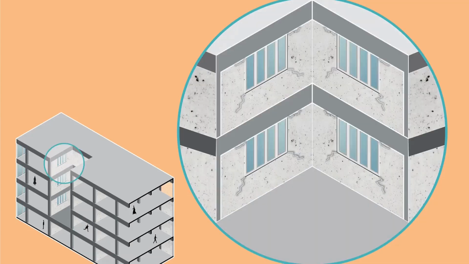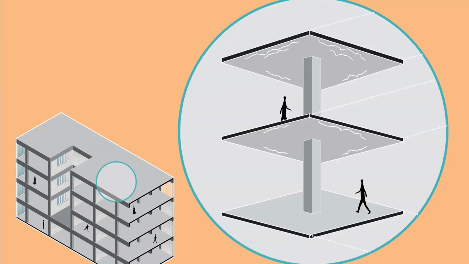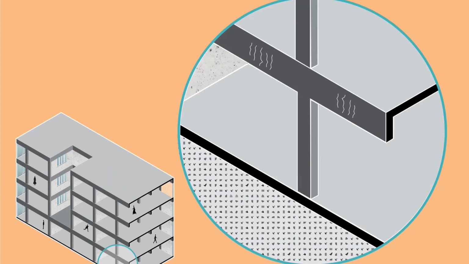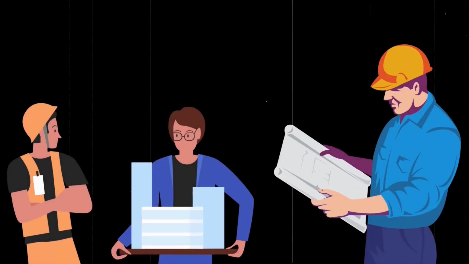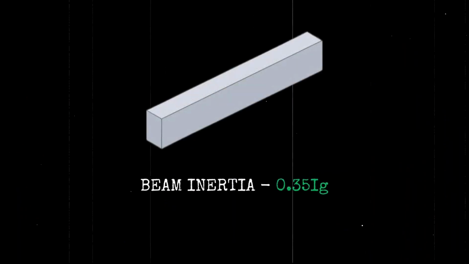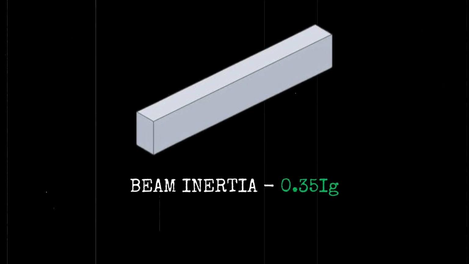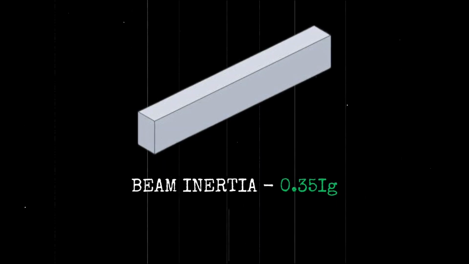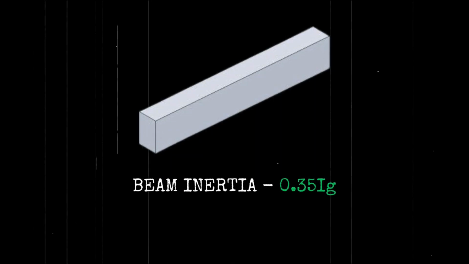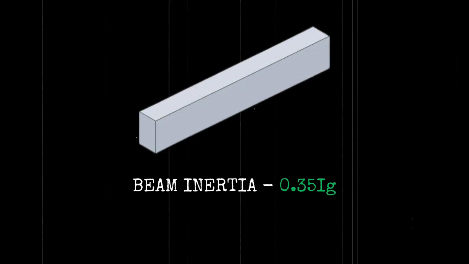To capture these cracks in our analysis, most building codes suggest a value to modify the stiffness of our structural members to account for these cracks. This is based on studies done by various engineers over the years. The beam inertia is 0.35 Ig, which means 35% of the gross area or the initial area of the beam should be considered after the crack. This means you are only taking 35% of the stiffness.